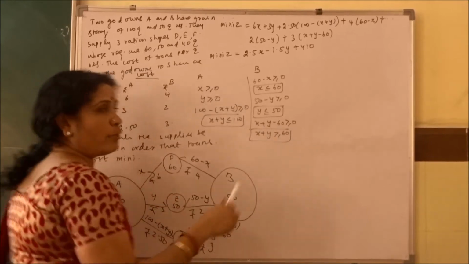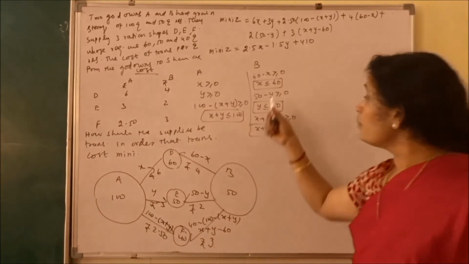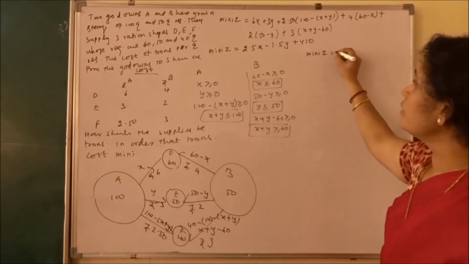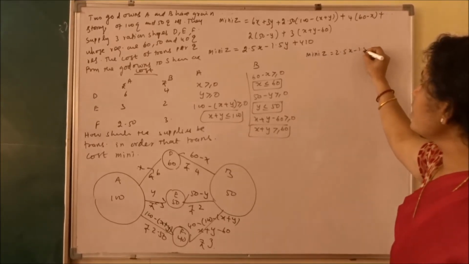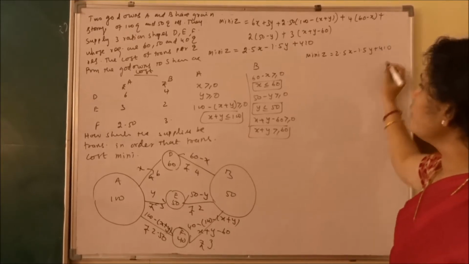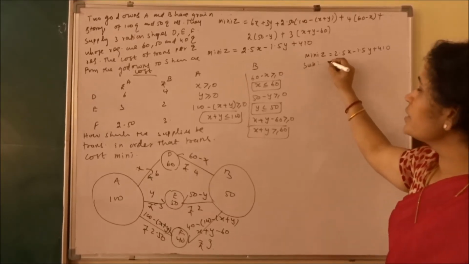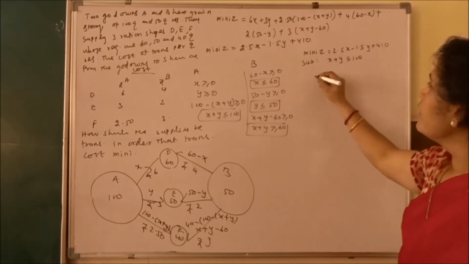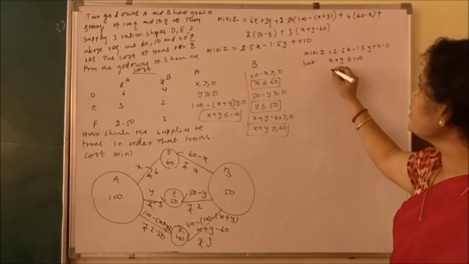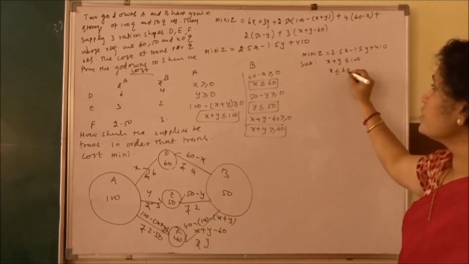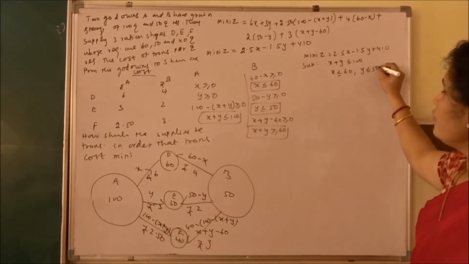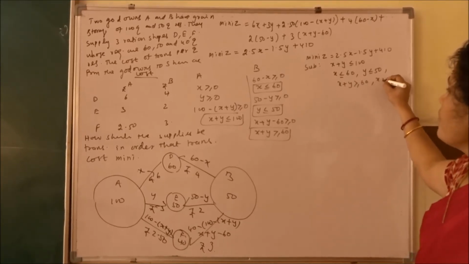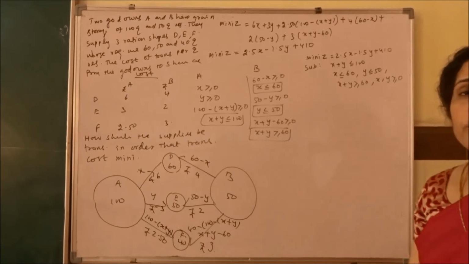Clear to you? Now if I make a proper format, the minimum is equal to 2.5x minus 1.5y plus 410. And subject to: first equation, x plus y less than or equal to 100, another equation, x less than or equal to 60 and y less than or equal to 50, and then x plus y greater than or equal to 60, and x, y greater than or equal to 0. This is one of the most important questions.